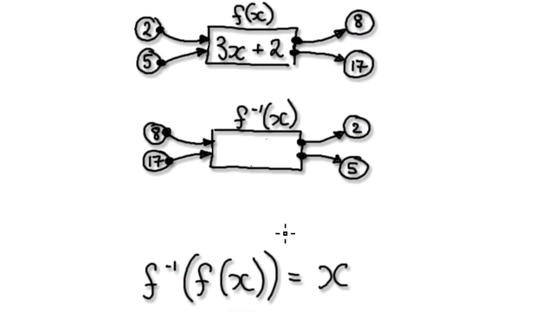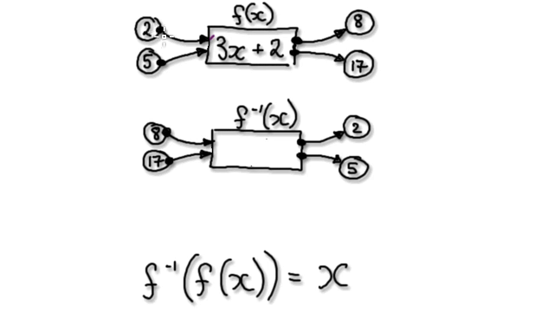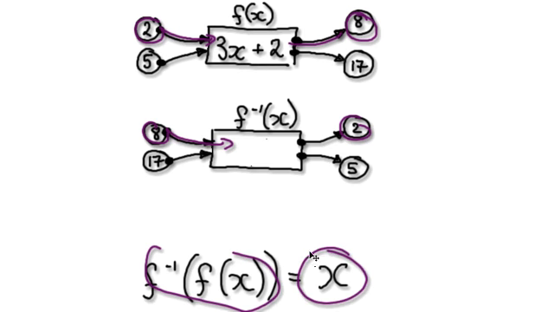So what that means is that if you put 2 into the first function and then into the inverse, it will spit out the number 2. Looking at the diagram, if you put 2 in, it spits out 8, and if you put that into the inverse, it spits out 2. So remember that the inverse of the function applied to the function will spit out x.